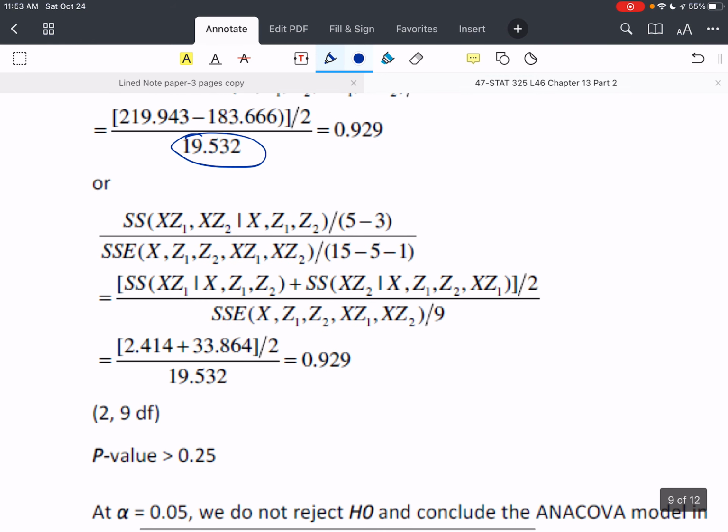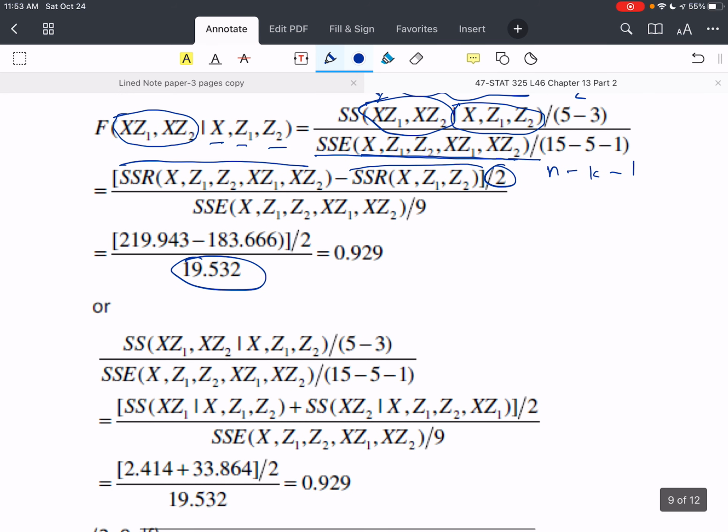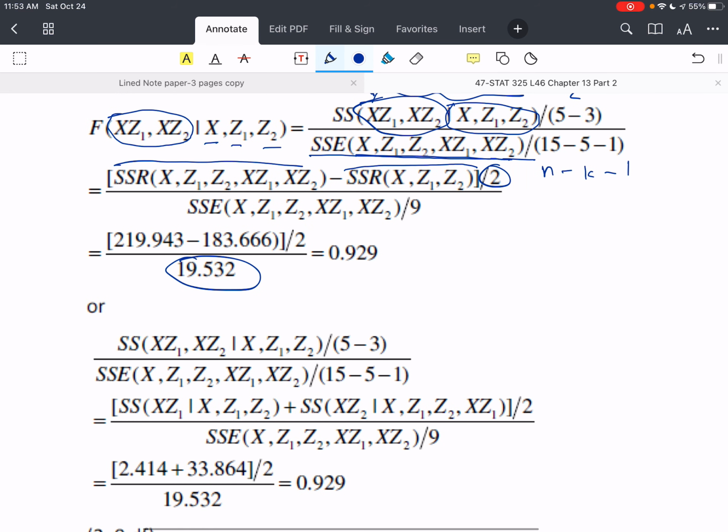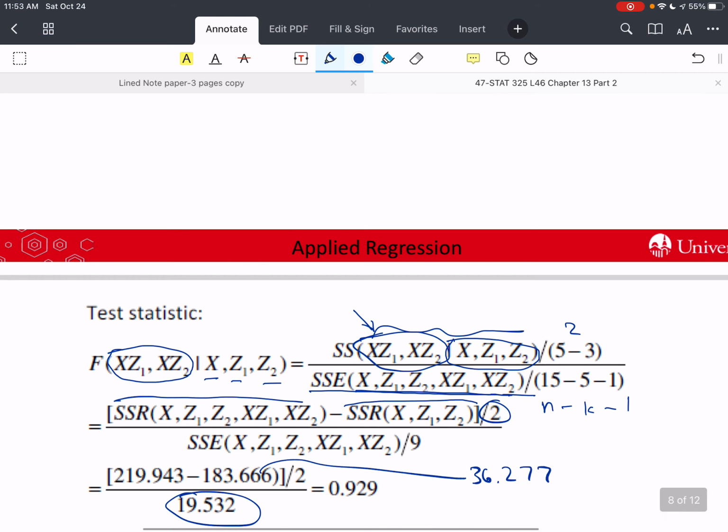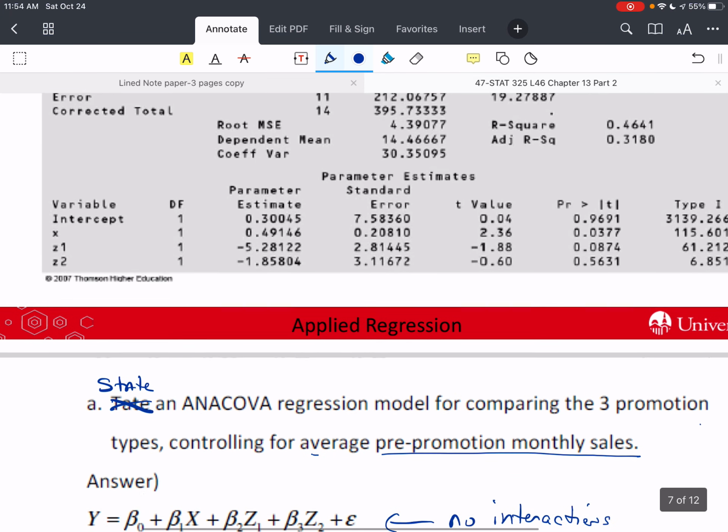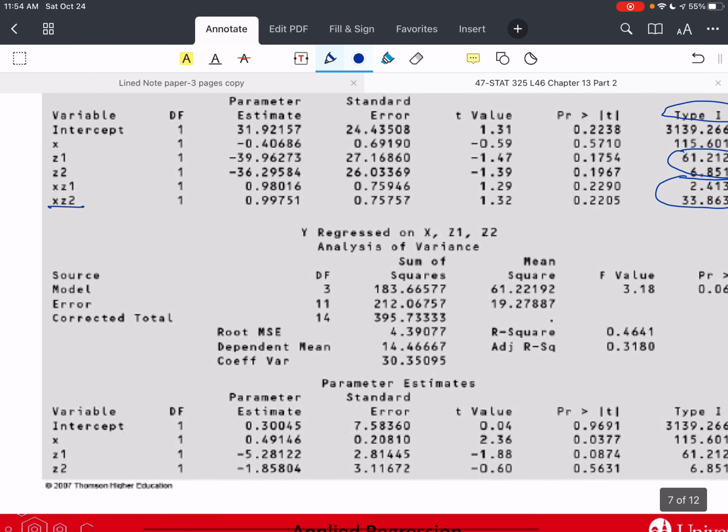Sorry about the scrolling. Don't have much choice. So we got 219.943 minus 183.666 equals 36.277. So this value is 36.277. So again, they're assuming that you have two ANOVA tables, and what they're doing is they're subtracting the SSR.